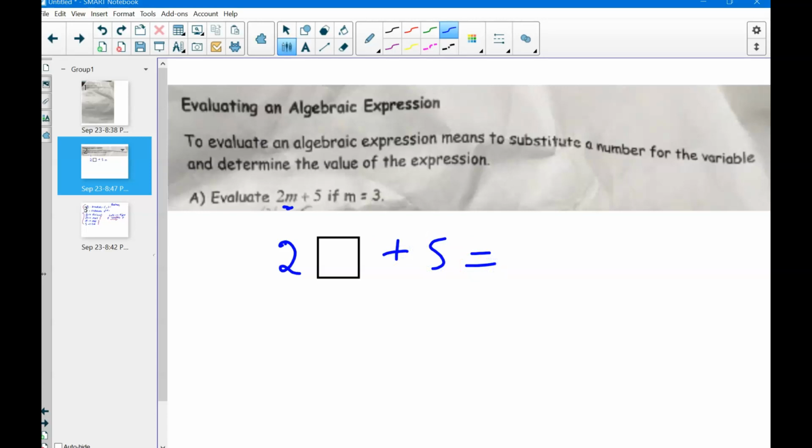Then you say, what they're saying is solve it if M is equal to 3. Sorry, I got distracted by the phone call. So if M is equal to 3, what they don't tell you lots of times is that M is right here. M is inside the box. And that's all it is. It's just a space that holds a position for a number.